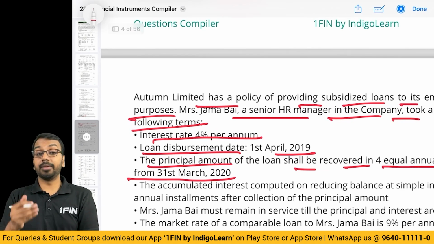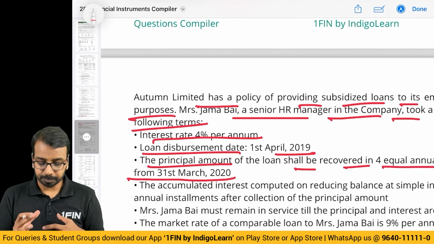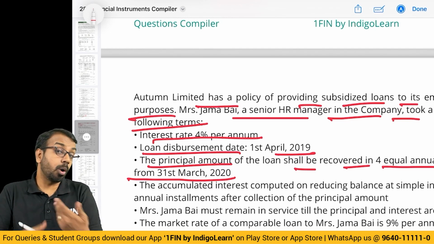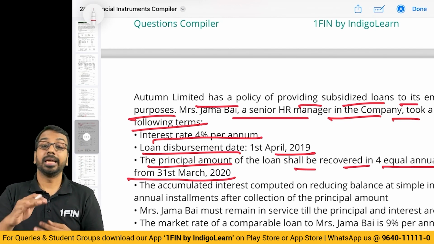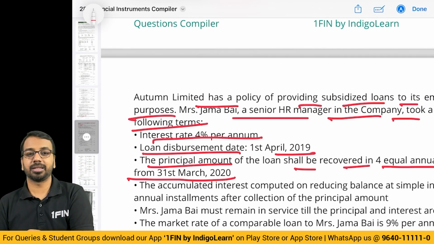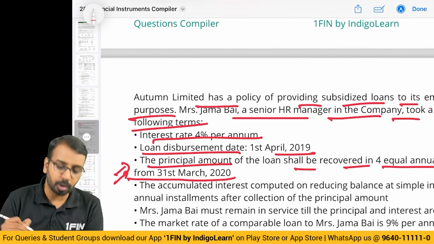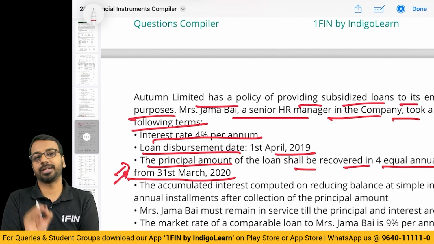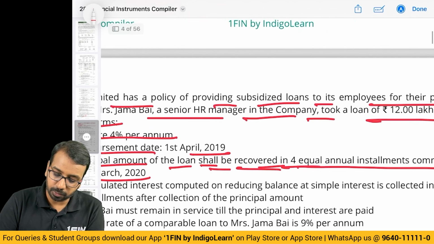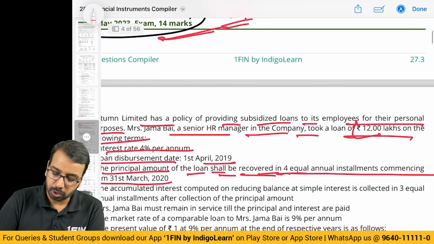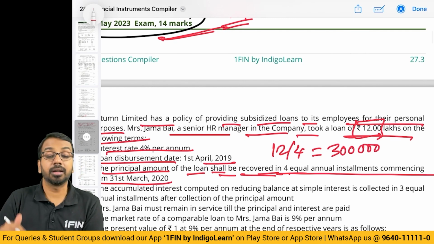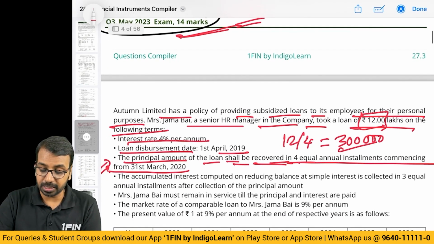Now, whenever there is an employee loan related question, they will use some tricky wording. Sometimes they will say quarterly recovery of interest, yearly recovery of installment. Sometimes they will say first we will collect principal and then we will collect interest. So you have to read this very properly and calculate it correctly. That is the only trick. The principal amount of the loan shall be recovered in 4 equal annual installments. What is the principal amount? 12 lakhs. So 12 lakhs divided by 4, you will get how much? 3 lakhs. Every year, the cash inflow for the company is 3 lakhs.